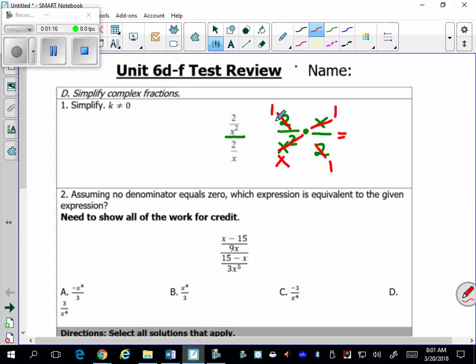Then you can multiply across. Straight across, the numerator is 1. Straight across, the denominator is x. With monomials, you can also multiply straight across right away and then simplify. So it would have been 2x over 2x squared, and then simplify to 1 over x.